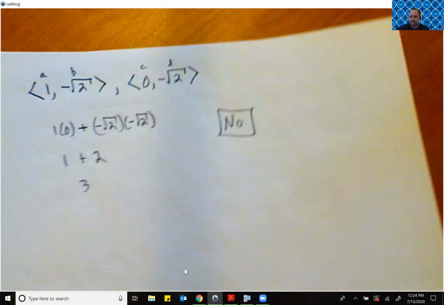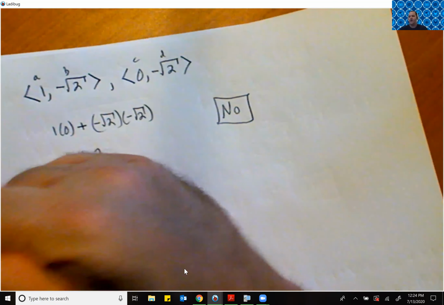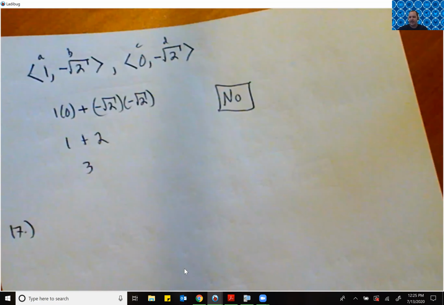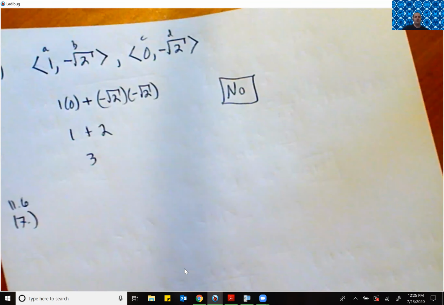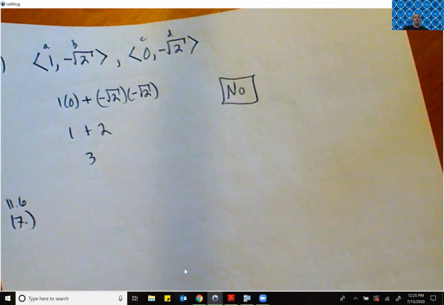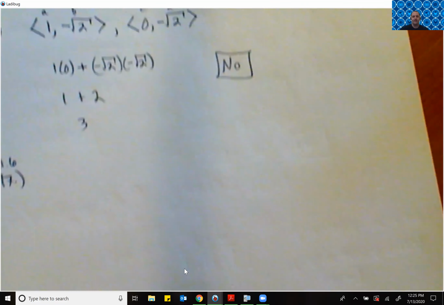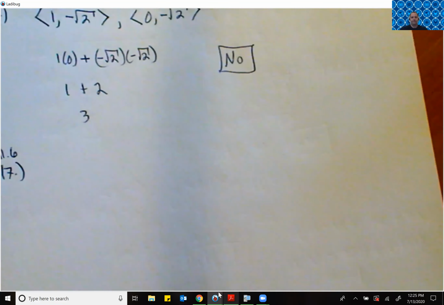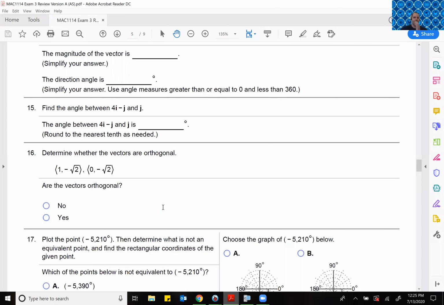All right. Not much left. The next one is 11.6. You do not have to worry about 11.7. So 17, 18, 19, and 20, the next 4 problems are all 11.6, and that's it. Okay. So let's jump into this one.